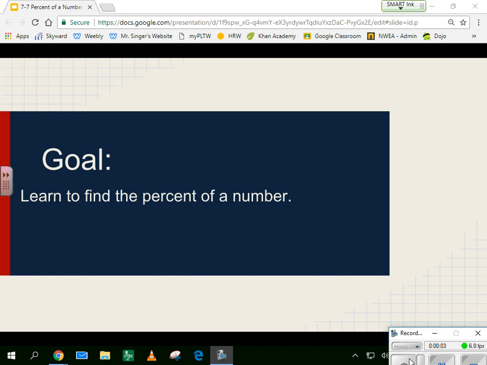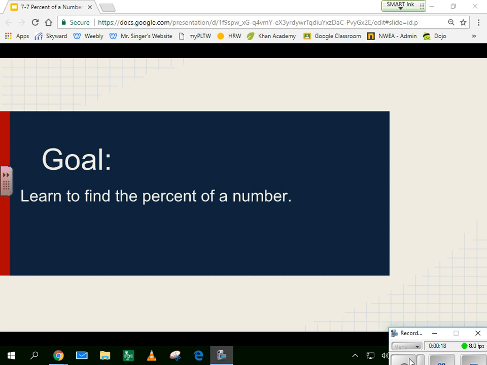Okay, let's get started with today's lesson. We're going to learn to find the percent of a number. So the key word in this goal is actually "of," because we know what a percent is, we know what a number is, but what does "of" mean? Try to think about that before we get started with our lesson.